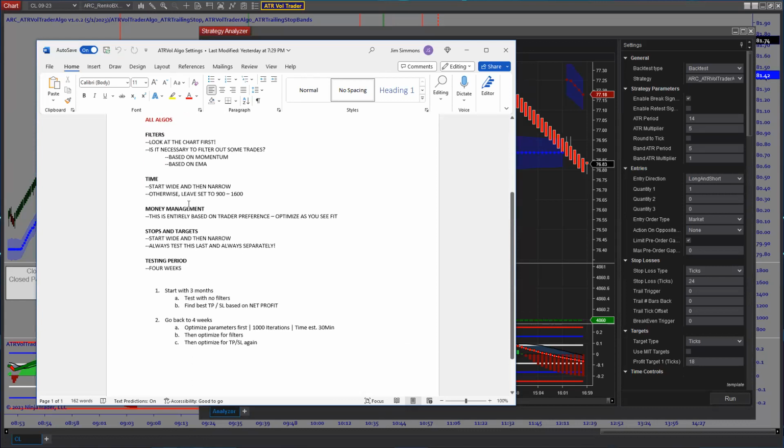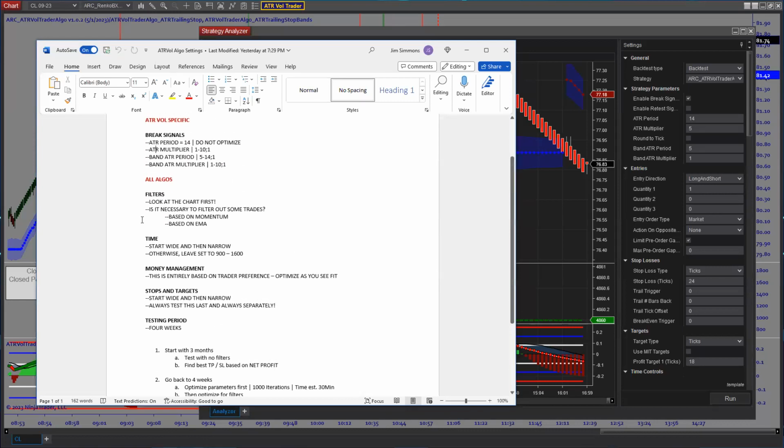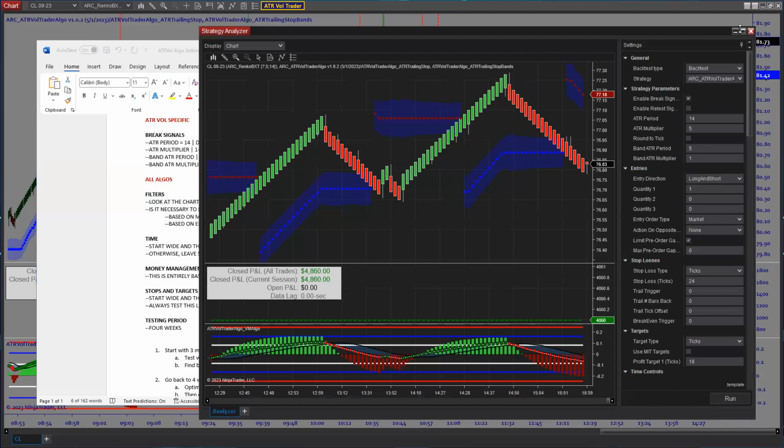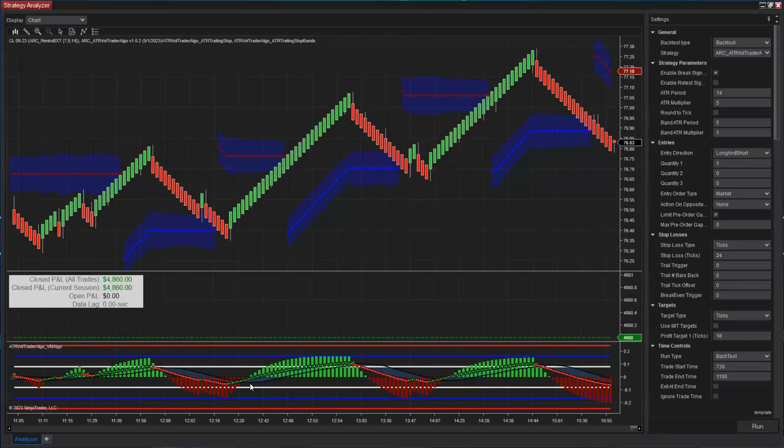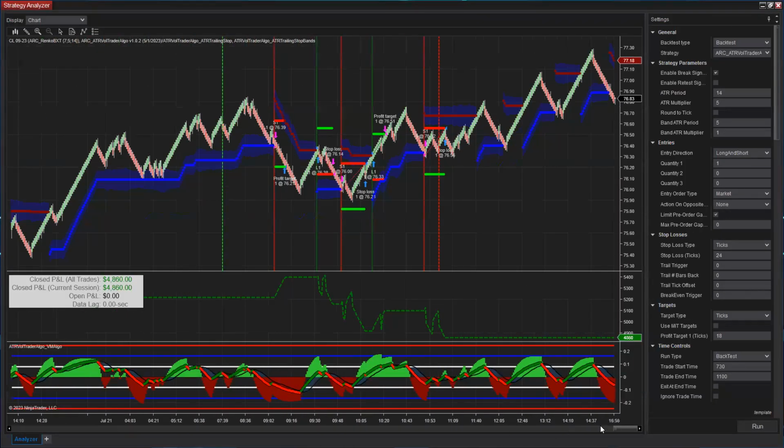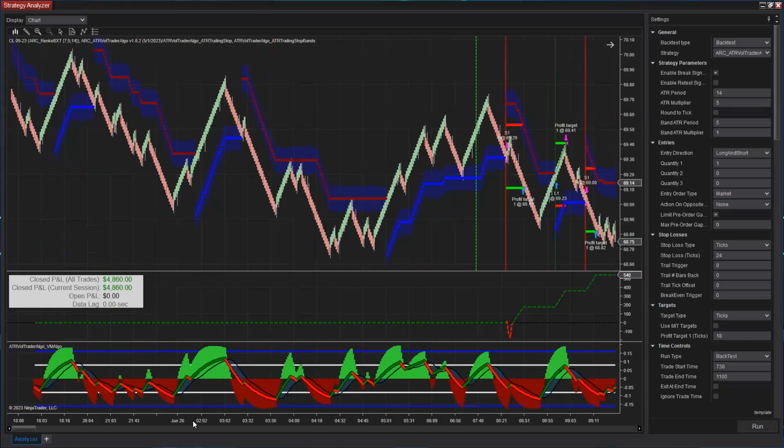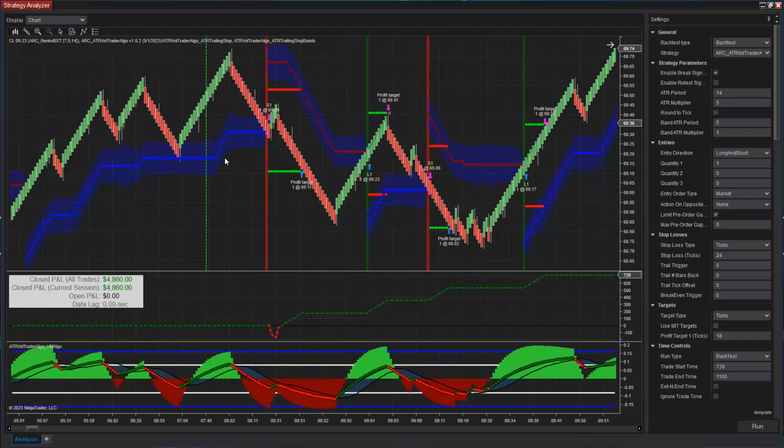All right. So how do you start? What's the process? With filters, let's break down each section first. Filters. Look at the chart. Go in and look at your trades. What does the market look like? Zoom out, go all the way to the beginning, and just start looking at your trades.